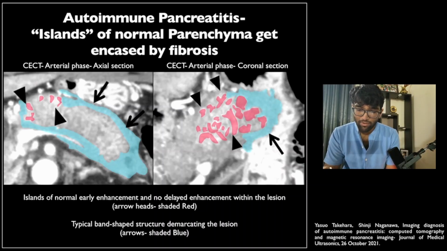adequate enhancement. So again, in the coronal section also, it is the same. This is the rim, and the red is the islands that have been trapped. So again, very characteristic, cannot happen in a malignancy. If you see this, it is autoimmune pancreatitis.